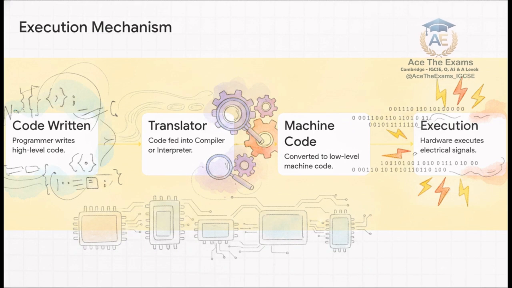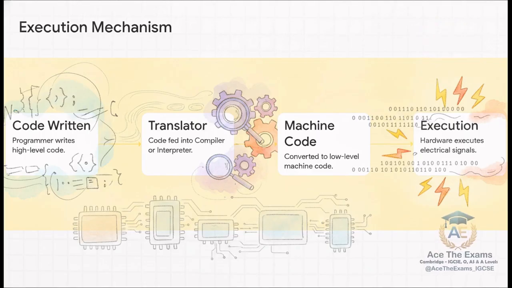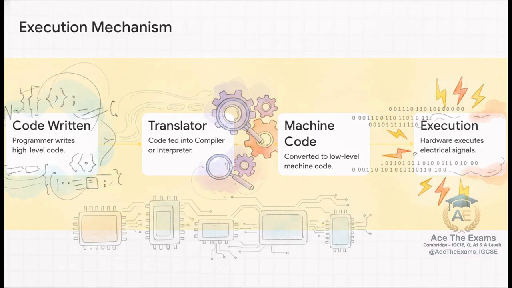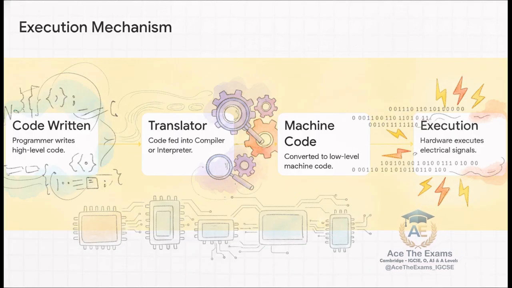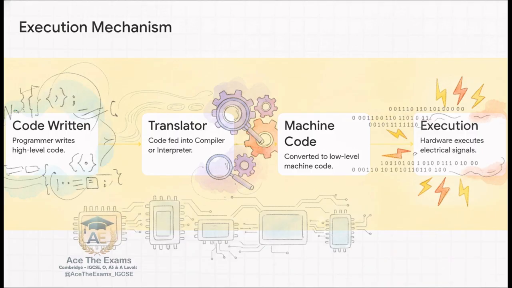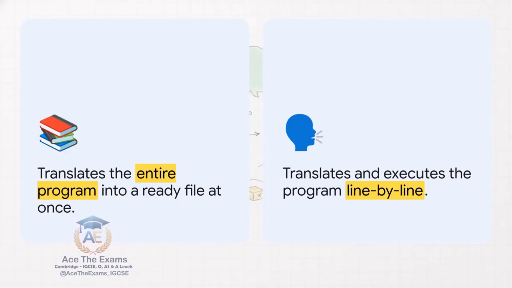Step 1, the programmer writes the high-level code. Step 2, that code is fed into a specialized piece of system software called a translator. Step 3, the translator completely converts our human-readable logic into pure, low-level machine code. And finally, Step 4, the hardware receives the exact electrical signals it needs to execute the command. Without translators, application software literally could not run on computer hardware.